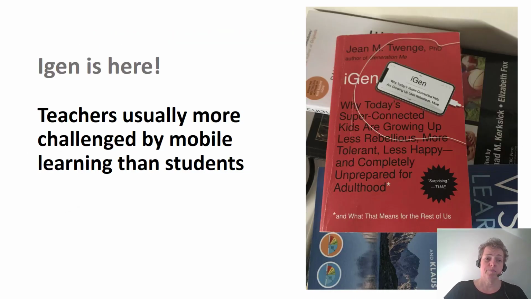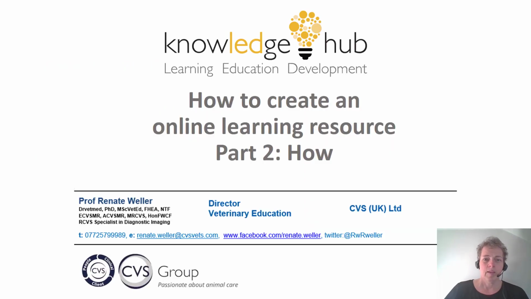So iGen is here. If you take nothing else away from this talk, go and buy yourself iGen by Jean M. Twenge. It's a marvelous book, really science based, that explains the differences between the different generations. And if nothing else, it makes one more tolerant towards one's own children, really. So this brings me to the end of the first part.